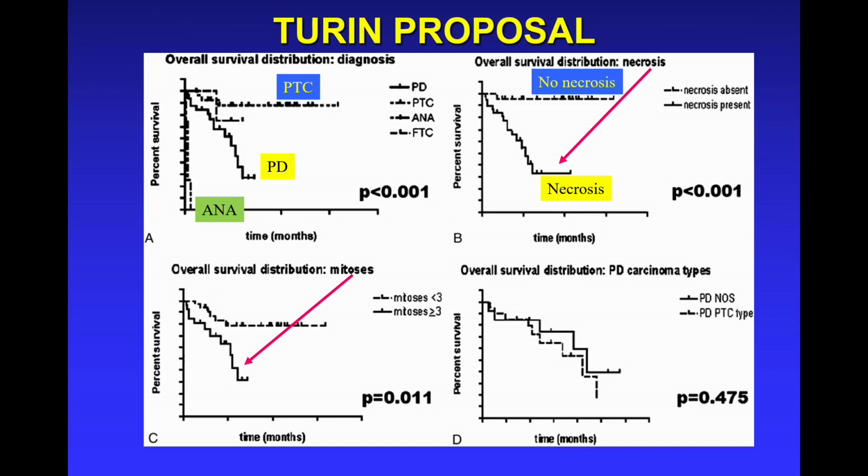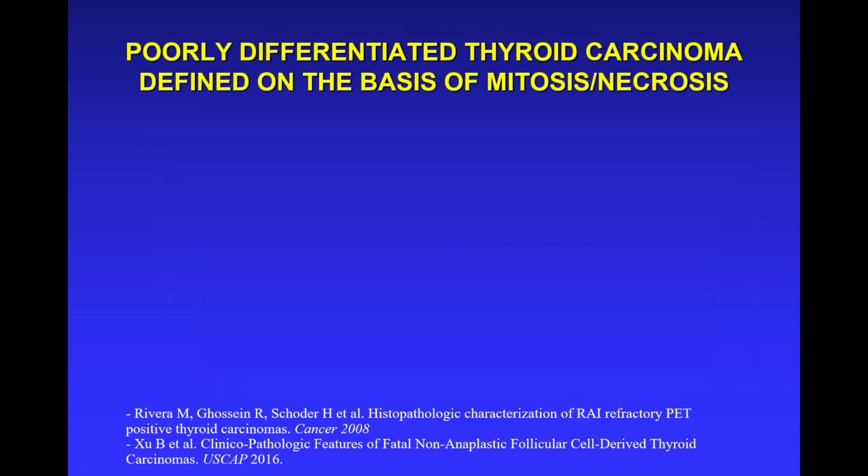So actually, indeed, they're poorly differentiated, in between the well-differentiated and anaplastic. But here again, when they stratify by necrosis, that curve is not very good because they put here papillary, follicular, but at least these are non-anaplastic thyroid carcinoma, and the ones without necrosis do very, very well, like papillary carcinoma. Same thing with mitosis. So clearly here, again, it doesn't make sense. Why should you call something poorly differentiated when it behaves like a papillary carcinoma?